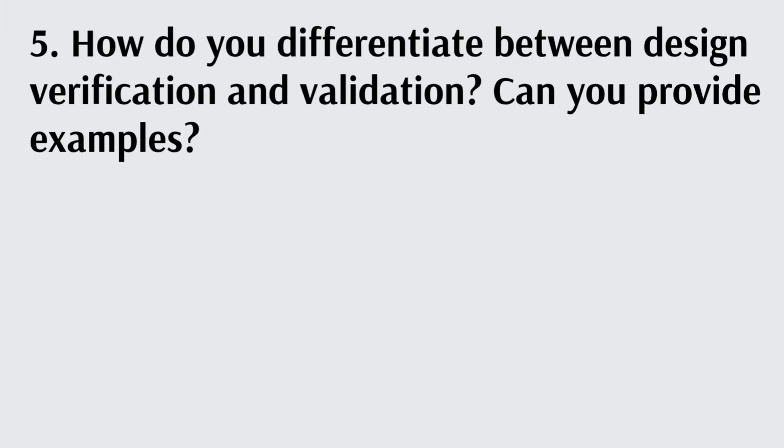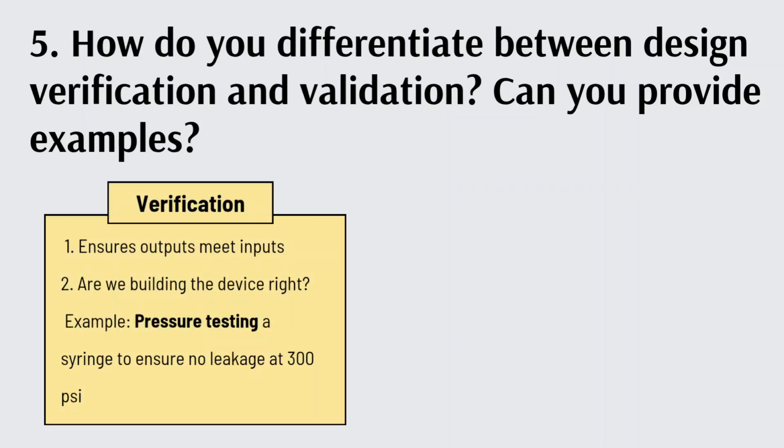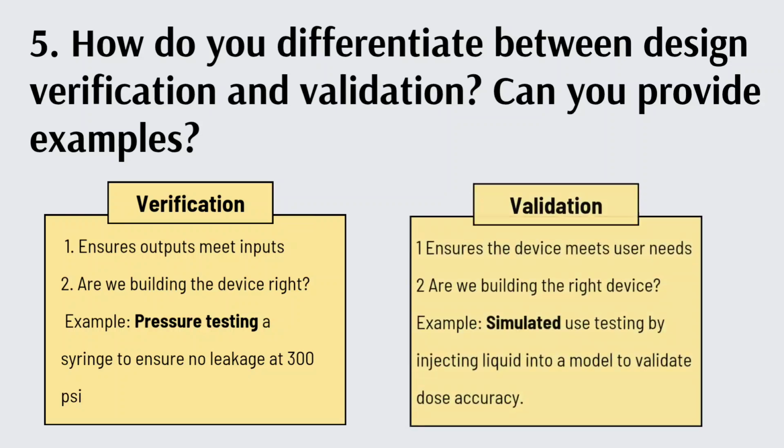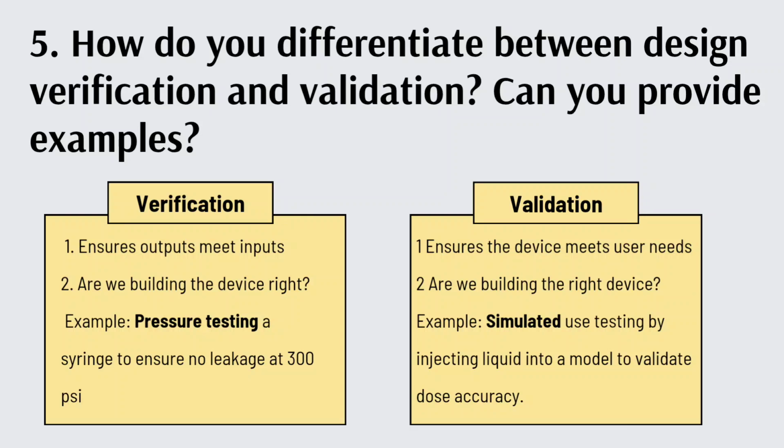5. How do you differentiate between design verification and validation? Can you provide examples? Ideal answer: Verification ensures outputs meet inputs. Are we building the device right? Example: pressure testing a syringe to ensure no leakage at 300 psi. Validation ensures the device meets user needs. Are we building the right device? Example: simulated use testing by injecting liquid into a model to validate dose accuracy. I always maintained a clear distinction to ensure regulatory compliance during audits.